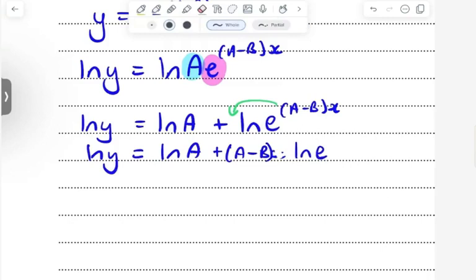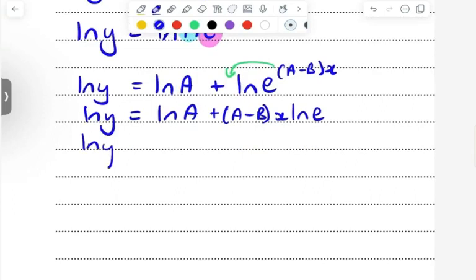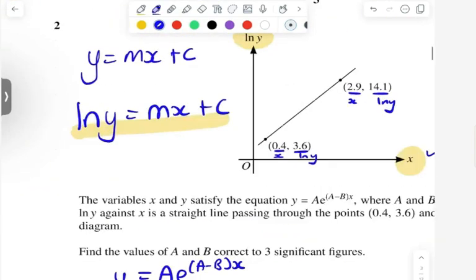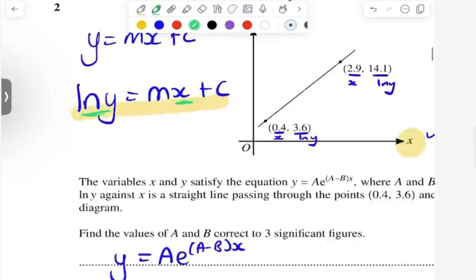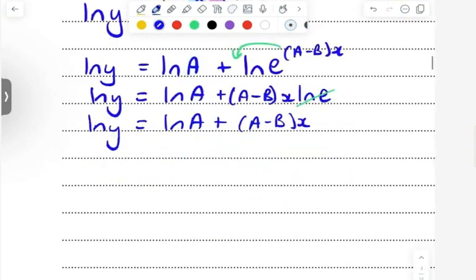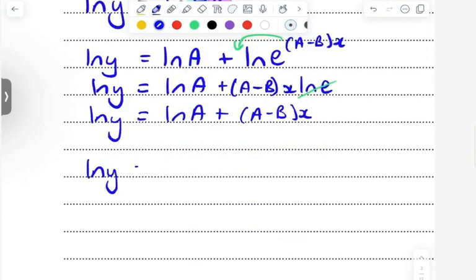Ln e, in this case, ln e is actually 1, so it's going to cancel out, but let me just cross it out there. And I'm going to keep my a minus bx. I'm going to just keep my x there. I just want one x in the equation because I'm trying to make this look like this, a ln y and an x. So as you can see, I've already got my ln y, and I'm just going to move this term, a minus b x plus ln a.